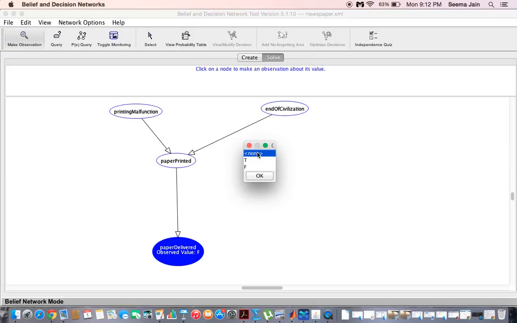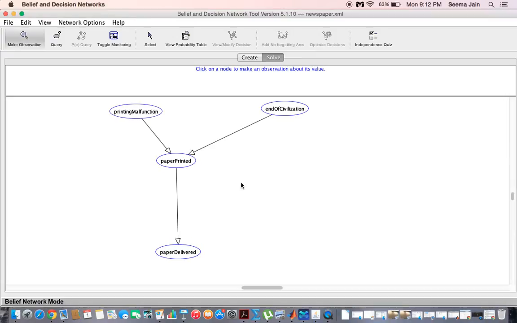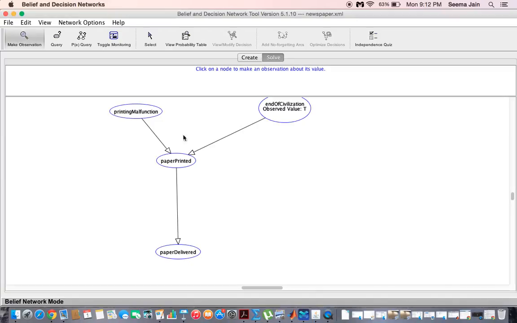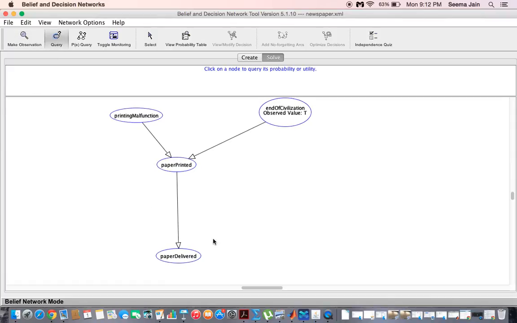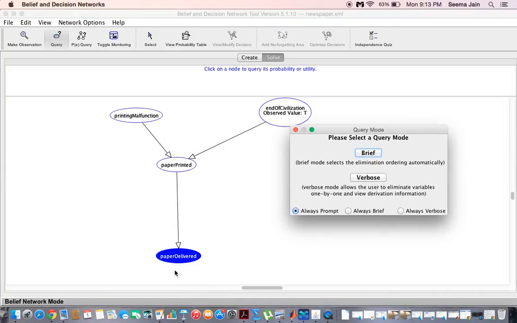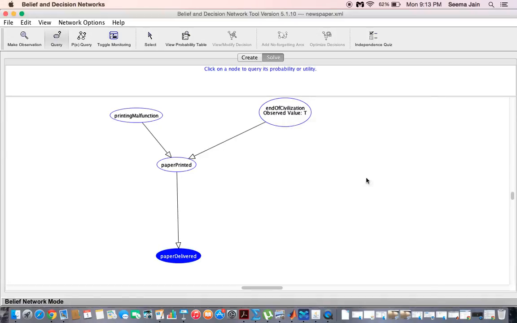So what happens if we observe that it's the end of civilization, and what happens to my paper delivered? So what do we expect? We expect that it's the end of civilization and the paper should not be delivered for certain. So we expect a probability of paper delivered true as 0, right? So let's look at what the applet does for us.